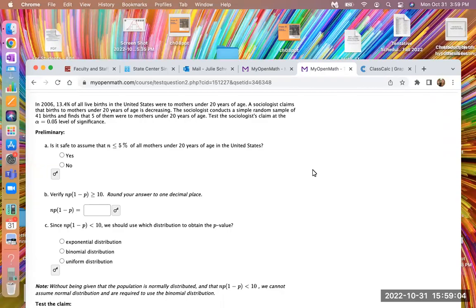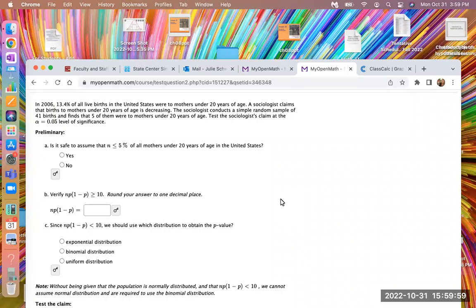In 2006, 13.4% of all live births in the United States were to mothers under 20 years of age. A sociologist claims that births to mothers under 20 years of age is decreasing. The sociologist conducts a simple random sample of 41 births and finds that 5 of them were born to mothers under 20 years of age. Test the sociologist's claim at the alpha equals 0.05 level.